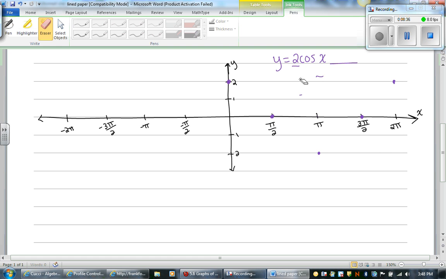Okay. We're going to follow that trend in the opposite direction. Negative pi over 2 is 0. Negative pi is negative 2. Negative 3 pi over 2 is 0. And negative 2 pi is 2. Sketching our curve.